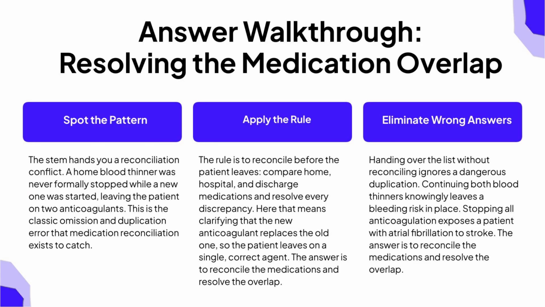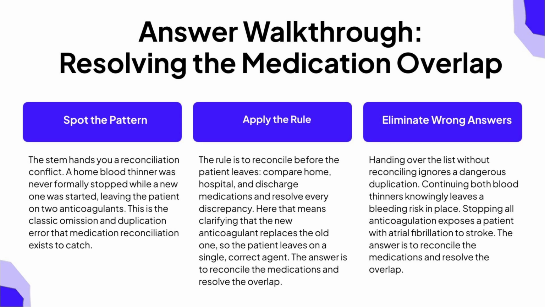Let us break this down step by step. First, spot the pattern. The stem hands you a reconciliation conflict. A home blood thinner was never formally stopped while a new one was started, so the patient is on 2 anticoagulants at once. This is the classic omission and duplication error that medication reconciliation is designed to catch. Next, apply the rule. Before the patient leaves, you reconcile by comparing home, hospital, and discharge medications and resolving every discrepancy, which here means clarifying that the new agent replaces the old one so the patient goes home on a single correct blood thinner. So the answer is choice B: reconcile the medications and resolve the overlap.